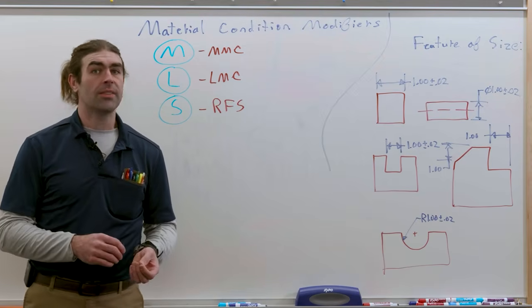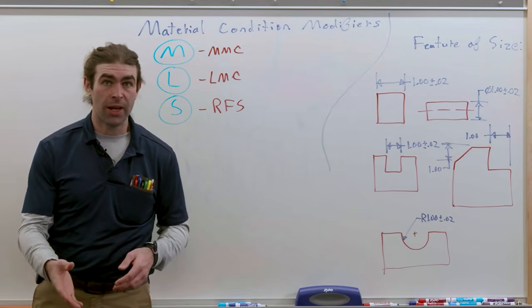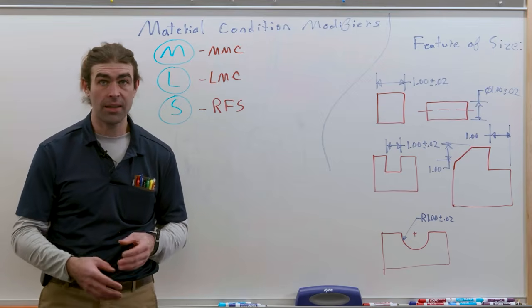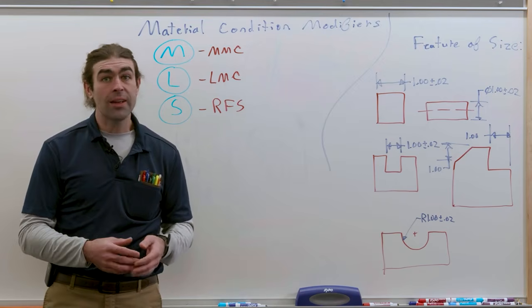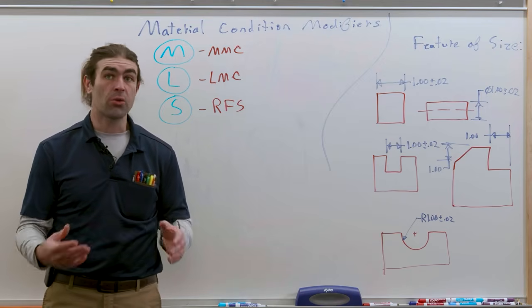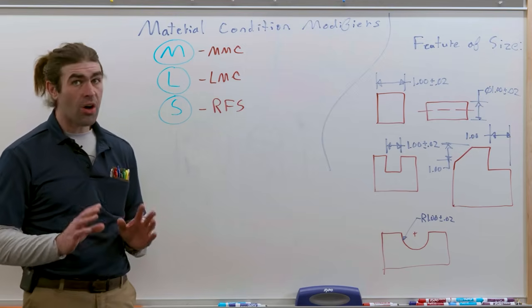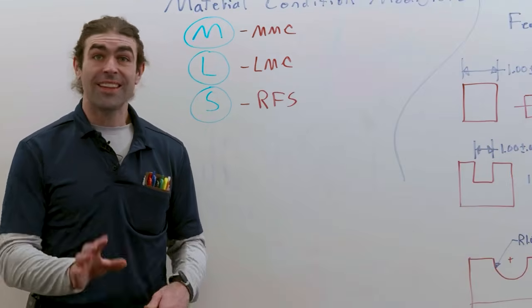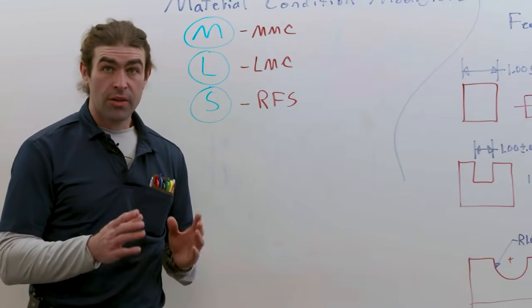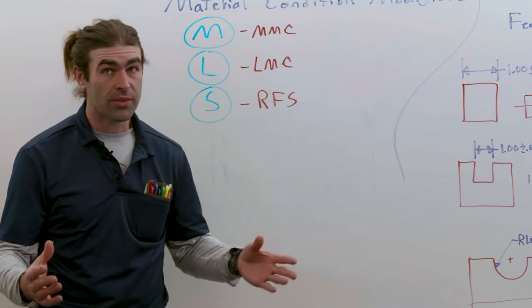We generally split these up into internal and external features. So the pin would be our external feature. Whether it's a pin, a block, or anything else, it's external. Internal could be a slot or a hole or a groove or any number of different kinds of features. RFS does not have a symbol because it is the default requirement for feature control frames applied to features of size. So what's a feature of size?